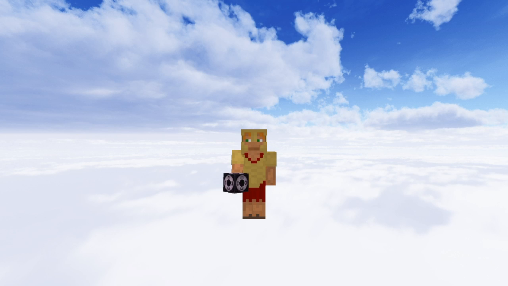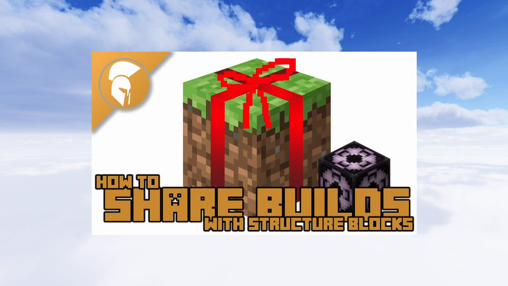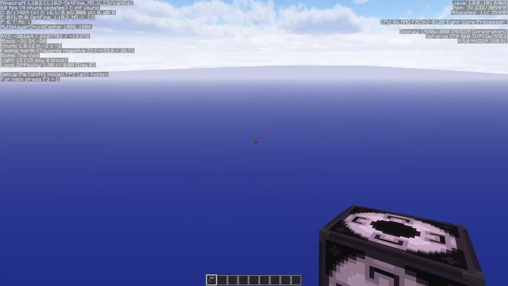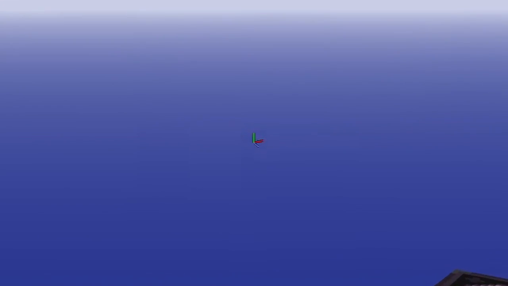For directions on how to transfer structure information from one world to another, check out my previous structure block tutorial linked in the YouTube description and at the end of this video. Now we just need to figure out which direction our structure is facing. That's made easy by using the F3 screen cursor, which shows a small 3D graph. Red equals X, green equals Y, and blue equals Z.